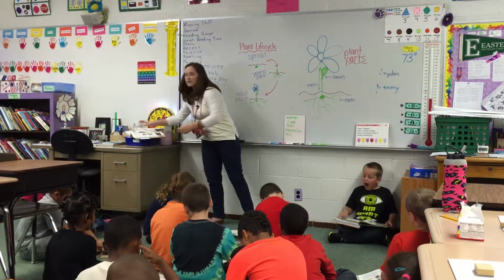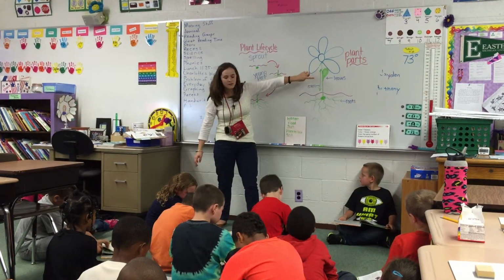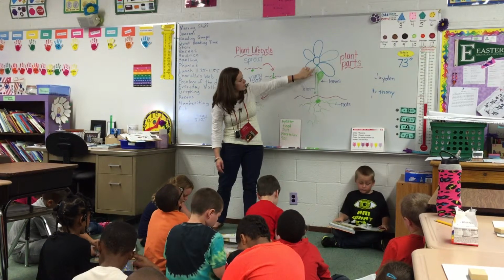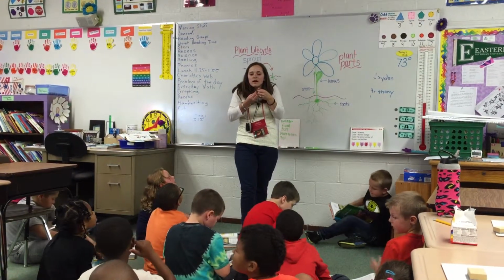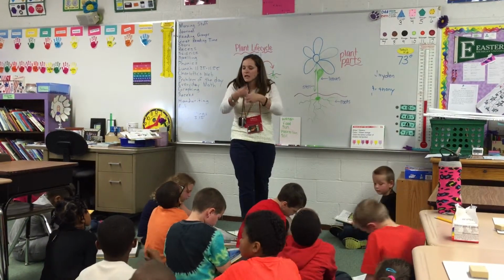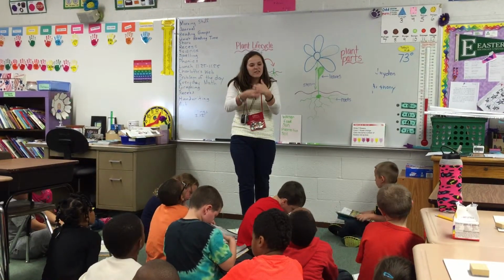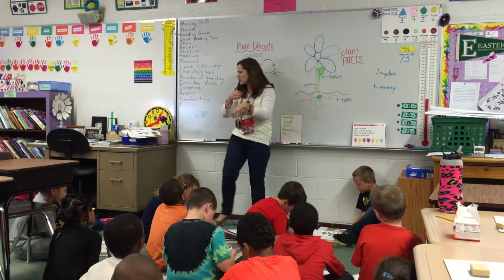So the sunlight comes in through the leaves, and then the water and the glucose move around the stem, and the roots bring in the minerals, and they make food for the plant. That's pretty cool, huh? It's kind of like a machine. A plant is kind of like a machine.